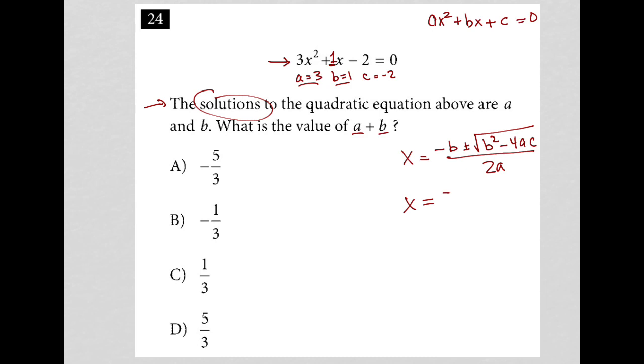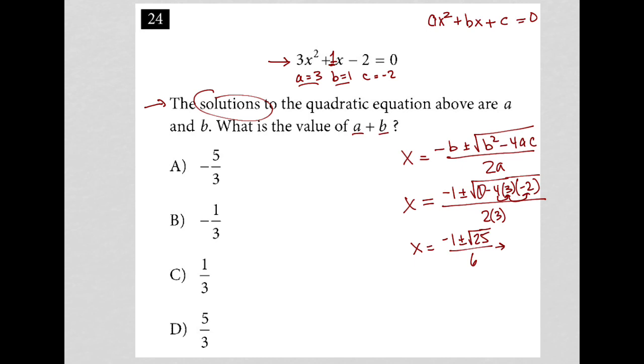So -b will become -1 plus or minus the square root. B squared, 1 squared is just 1, minus 4 times a, which is 3, times c, which is -2, all over 2 times a being 3. So to continue with simplifying this equation, I have -1 plus or minus the square root. So -4 times +3 is -12, times -2 is +24, plus the 1 that I have there already makes me have a 25 under the radical here. 2 times 3 is 6.